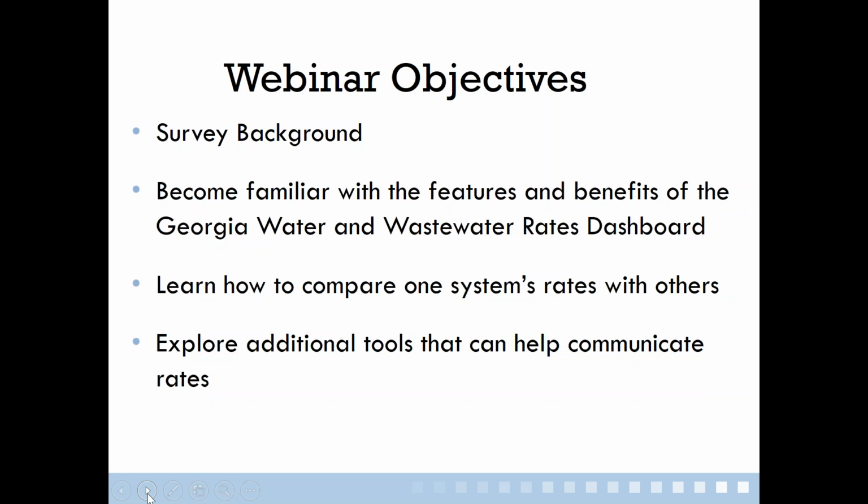And also we're going to explore additional tools that can help communicate rates, because we really want to stress that the dashboard and our other related tools can be used to your advantage when you have to have a conversation about setting rates or trying to grapple with that decision, which is sometimes very complicated, could be political, could be lots of concerns for various reasons in your community. So it's an important decision, and it's often a hard one. So it's important to have all the resources you can to help ensure your utility's financial sustainability.